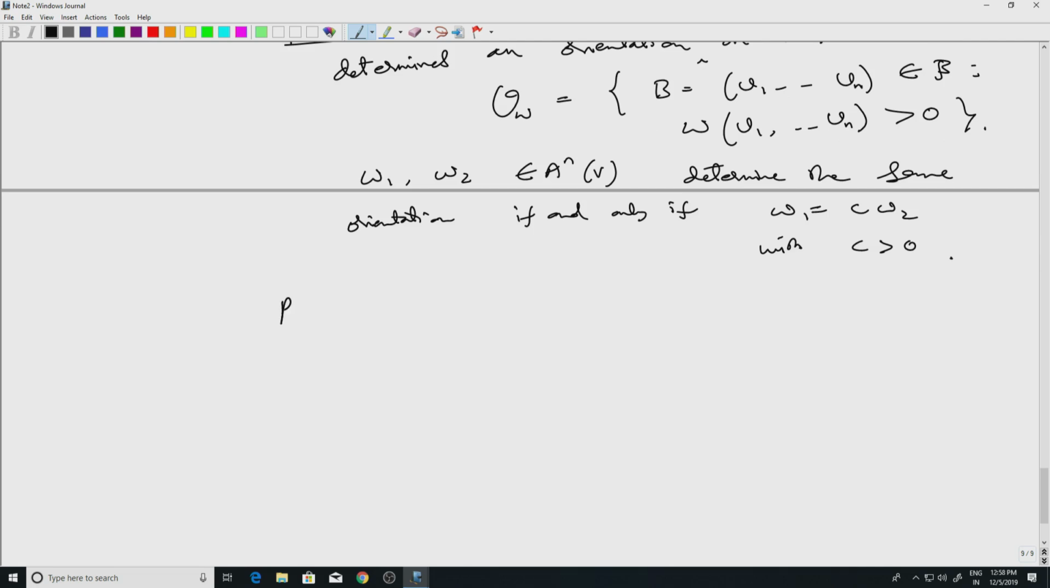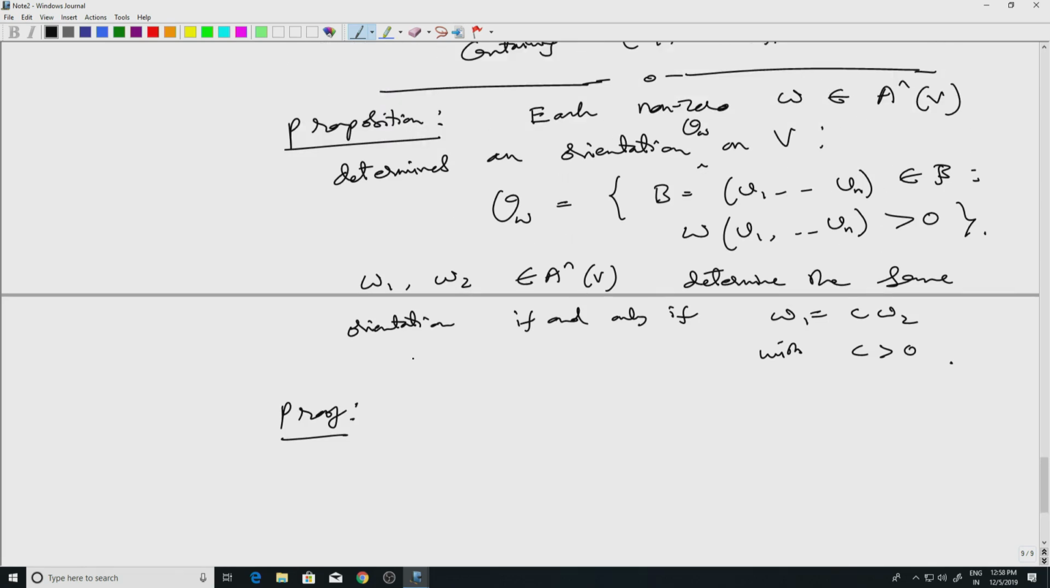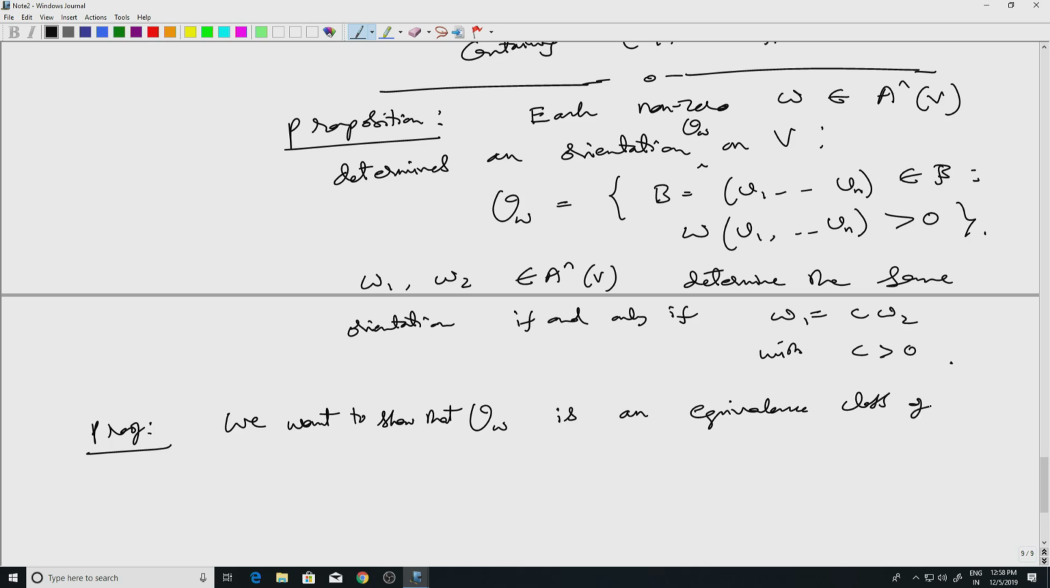So now let's see what we really have to prove here. What I want to say is that this gives an orientation; we want to show that this thing here is an equivalence class of tilde.